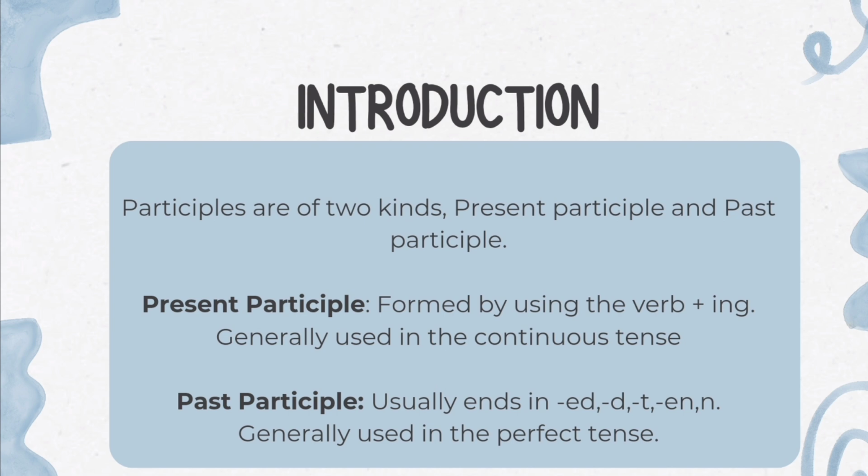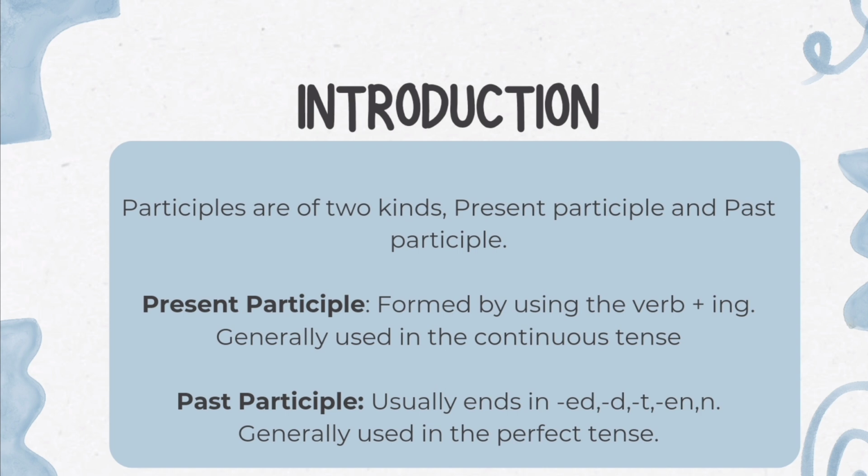Next comes the past participle. Past participle usually ends with ed, d, t, en, or n. These participles are usually used in the perfect tenses, be it present, past, or future. For example, I have given my book to the teacher. I had given my book to the teacher. I will have given my book to the teacher.